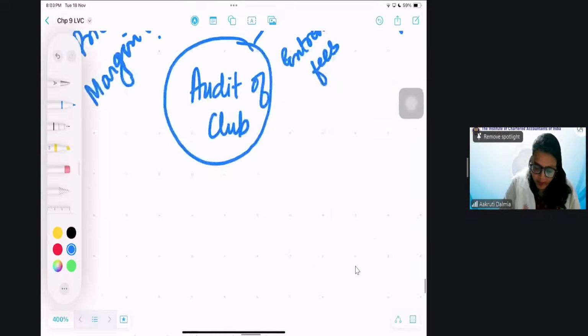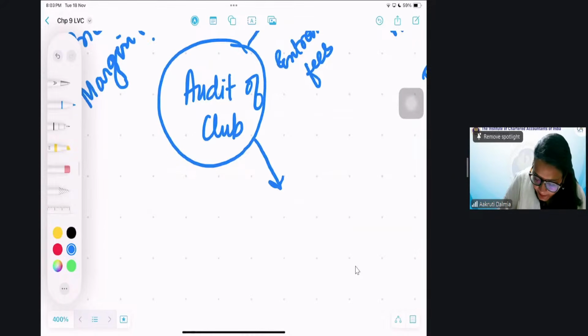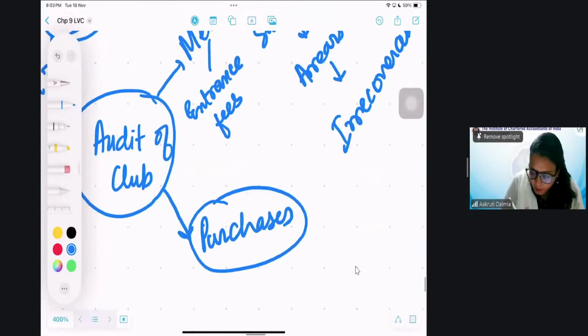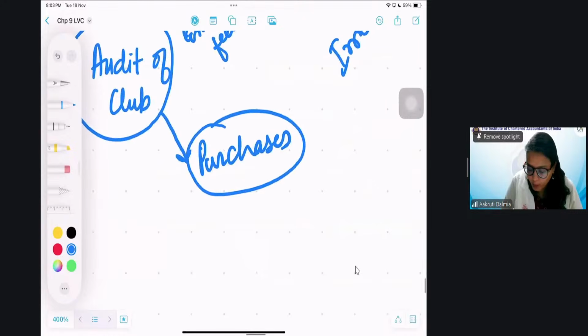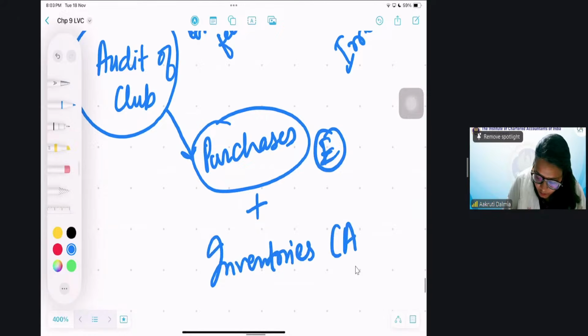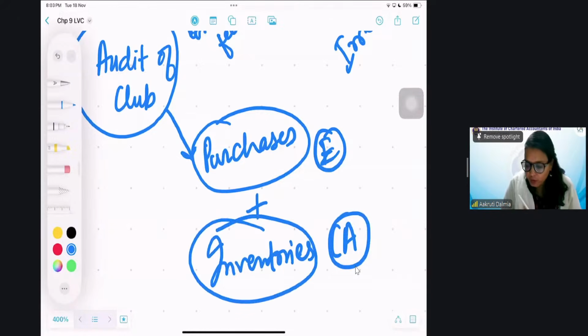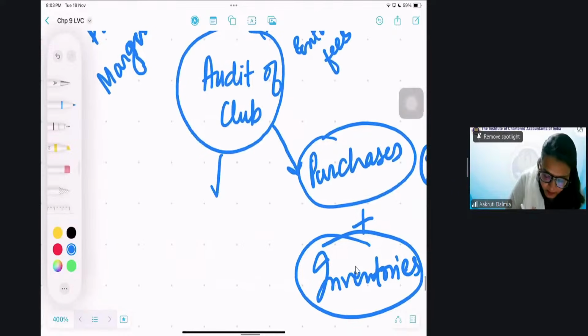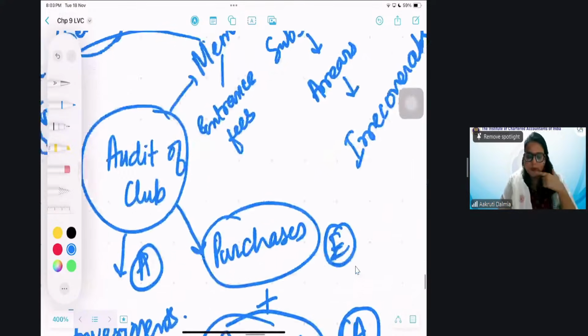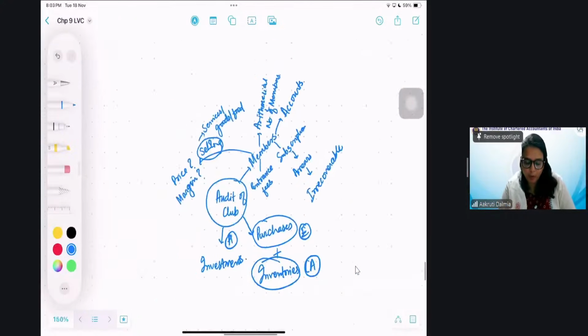Then what are the expenses I'm doing? I'm purchasing all these things that I'm selling. To be able to sell, I need to purchase. So all this should be done properly, and this becomes your expenditure. And because of purchases, there will be inventories, so this becomes your asset. So inventories should be checked properly. Then what is another asset? Investments should be checked. That's it. Can you see the answer in such a small form?